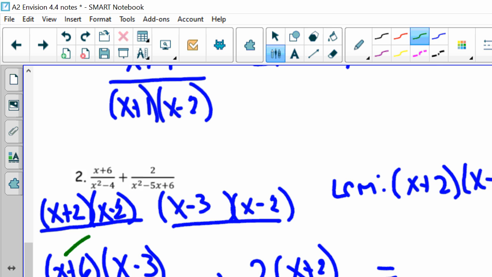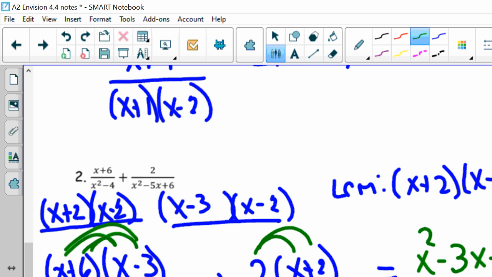So now I want to go ahead and FOIL over here. So that gets me x squared minus 3x plus 6x minus 18. Distribute my 2, plus 2x plus 4. I'm going to leave my denominator alone until I'm ready for it. I want to go ahead and combine all of this stuff. So now I get x squared, so I have 6, 7, 8x minus 3, so plus 5x. Negative 18 plus 4, so minus 14.